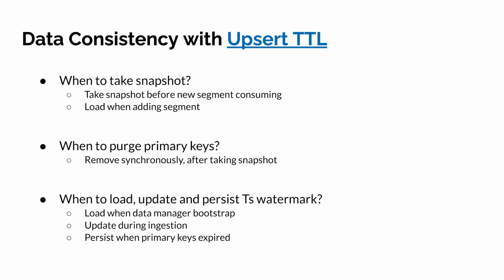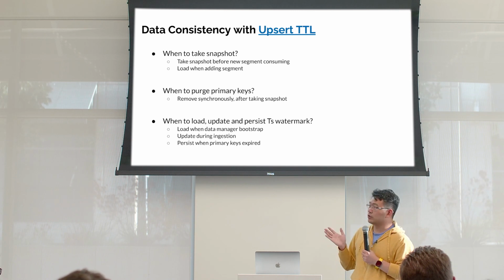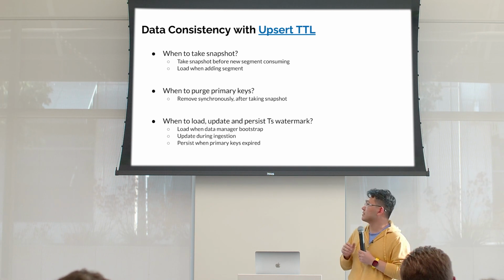So thanks to the collaboration and comments from open source, we have moved this to before the new segment starts consuming. So with that, every time a new segment starts consuming, we will take this snapshot and also remove the primary key synchronously.